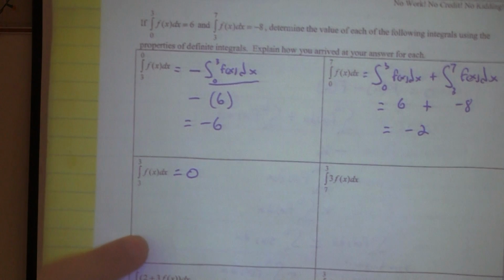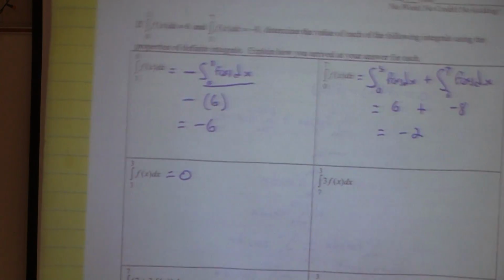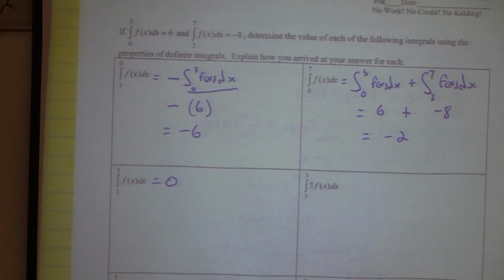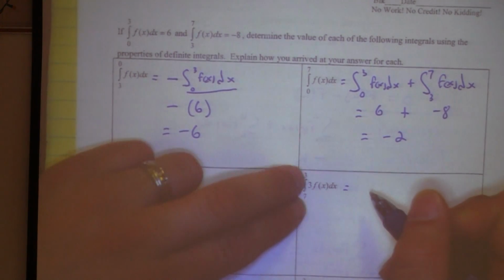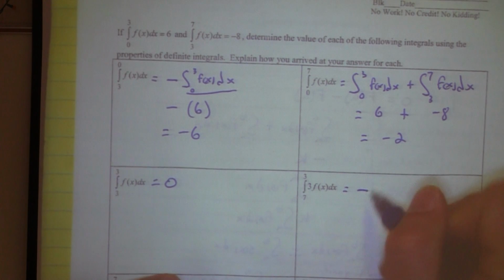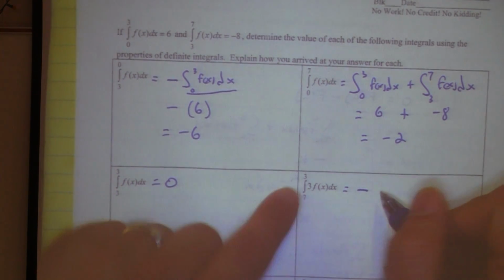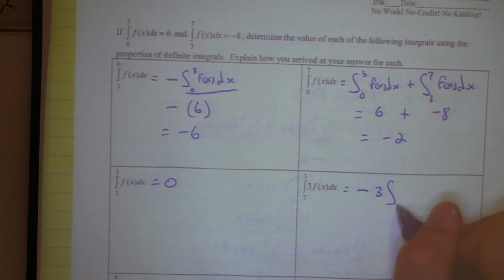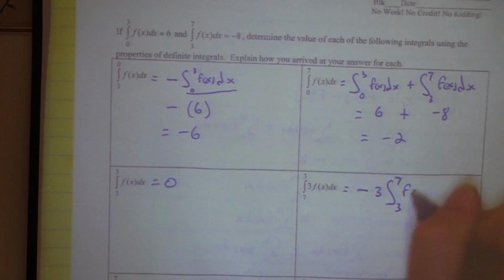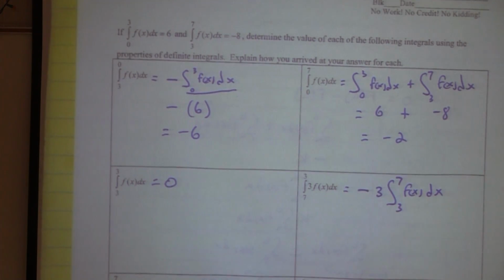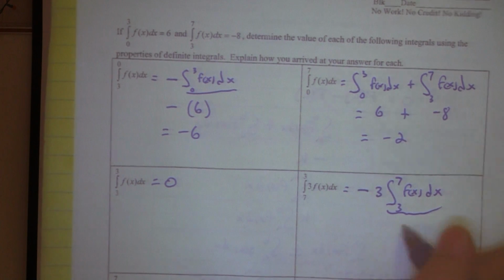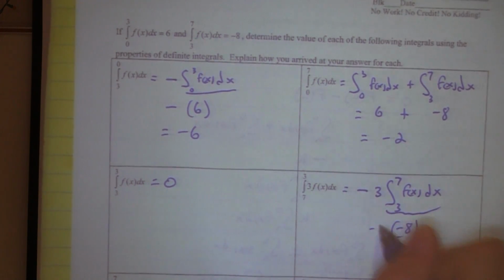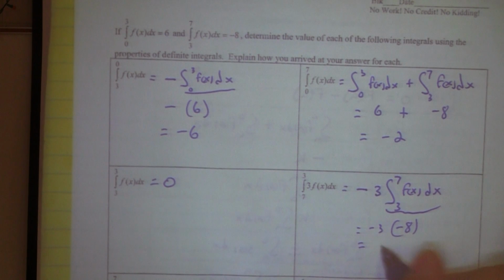Try the next one, from 3 to 3, what's that going to be? 0, very good. How about from 7 to 3 of 3 times f of x? Make it negative, because these guys are going to switch, right? So negative, and then what else? Can we take out the 3? Yes. And then we're going to go from 3 to 7 of f of x. We know that this guy right here is how much? Negative 8 times that negative 3 that was out there gives us 24.